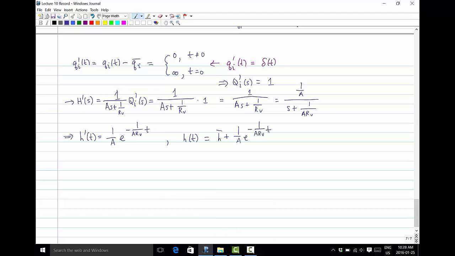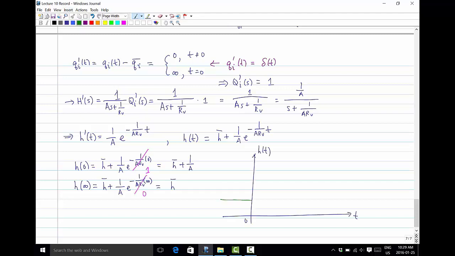Again, we evaluate the values of h at time equals 0 and time equals infinity in order to generate our plot. In this case, the old steady state value of h is h bar. At time equals 0, the height of the tank jumps up to a value of h bar plus 1 over a. Then it decays down slowly back to the value of h bar in an exponential fashion. Note that this case is akin to the example where you open the valve suddenly and then you close it, returning it to its original valve position.